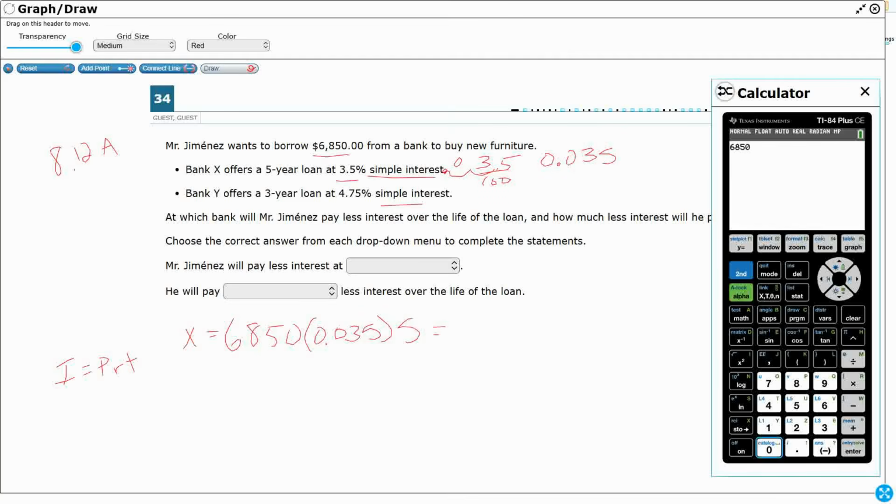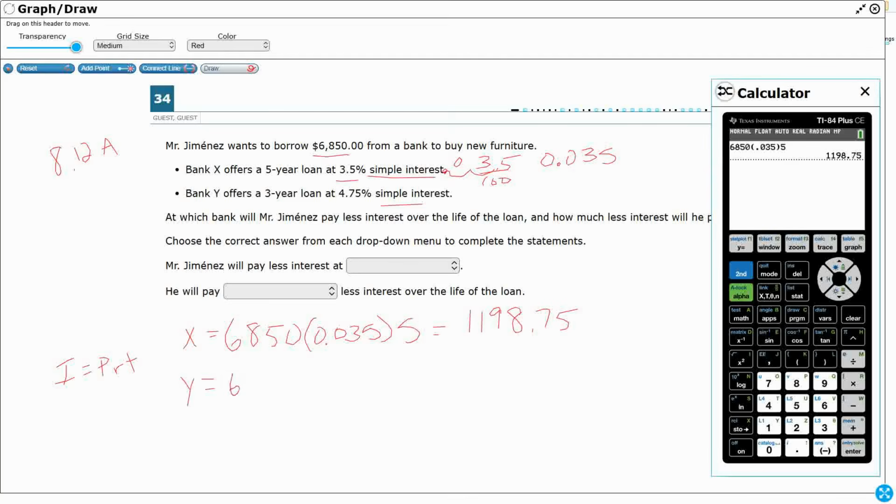6850, we're going to multiply that by 0.035, multiply that by 5 years. What do we have? All right, $1,198.75. That's quite a bit of interest for 5 years. Let's check out bank Y.